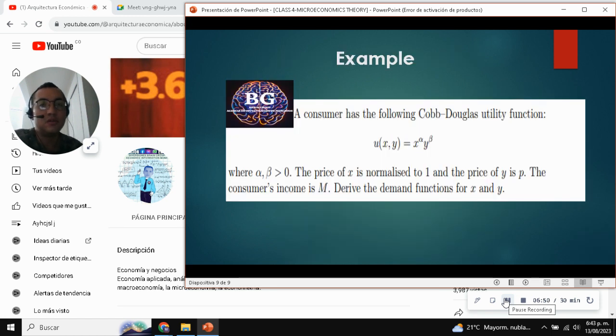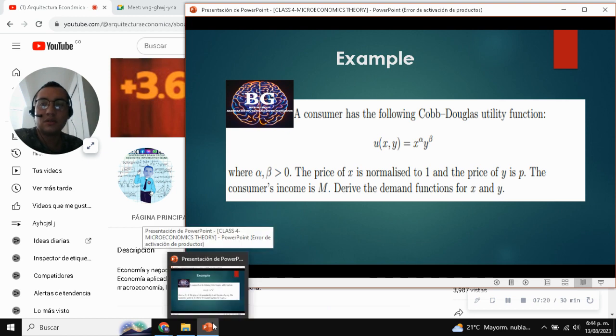Example: a consumer has the following Cobb-Douglas utility function, where alpha and beta are greater than 0, the price of x is normalized to 1, and the price of y is p. The consumer's income is m. Derive the demand functions for x and y. Okay, let's go. The answer. Let's construct the answer.